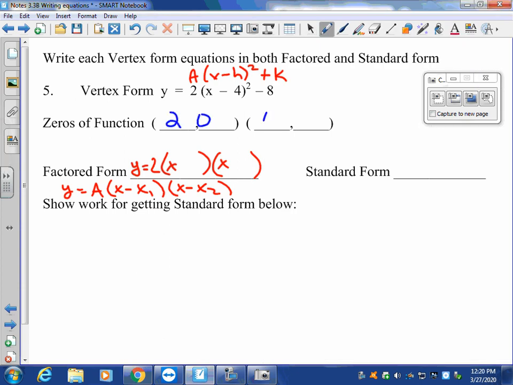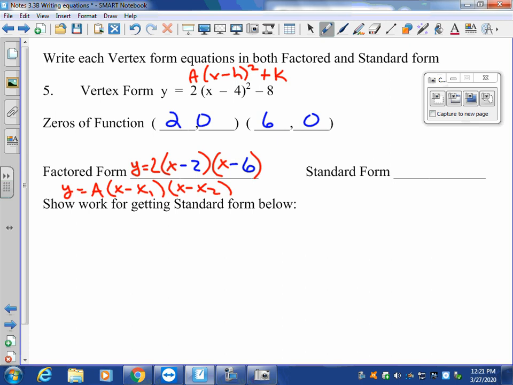(2, 0) and (6, 0). So if you fill in your x-intercepts in factored form, you basically are just going x - 2, x - 6. Now, to get standard form, I could work out part of it because I know what a is, and I could look up the y-intercept and I know c, but I cannot get b from a graph. I've got to do some algebra to get that.